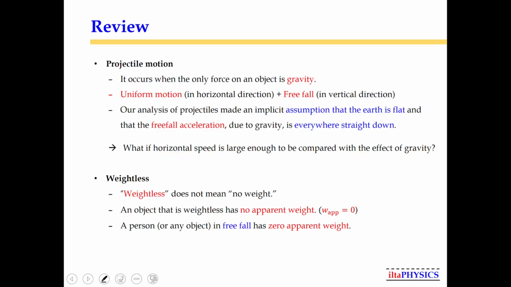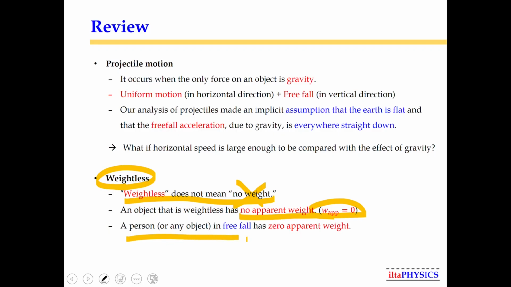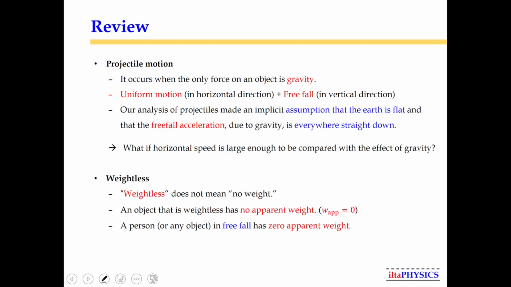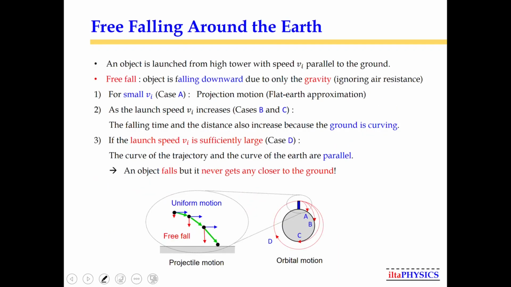And when we learned about apparent weight, we talked about weightlessness. We said that being weightless doesn't mean you have no weight. It means your apparent weight is zero. When a person or an object is in free fall, their apparent weight becomes zero, and that's what we call a state of weightlessness. In orbital motion, the same kind of weightless condition occurs. All right then, let's dive into this new topic, orbital motion, together.